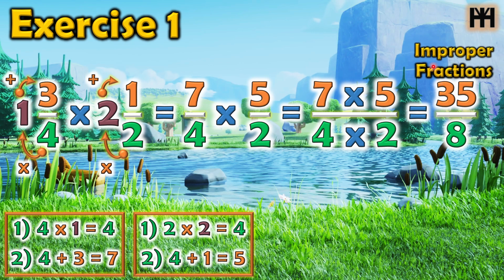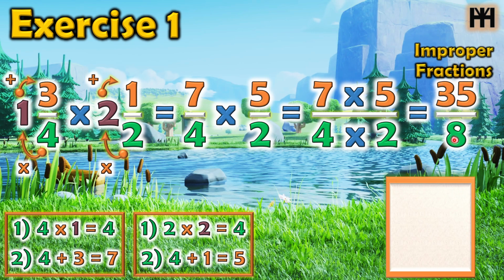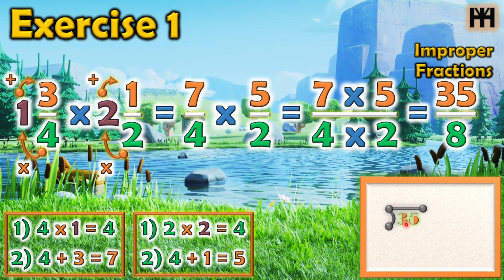Okay, so this is an improper fraction, so let's divide it. 35 divide 8. So remember our steps: divide, multiply, subtract, and repeat. 3 divide 8, can it be? No, so we'll add 0 here. Then 35 divide 8, or how many 8s is in 35? The answer is 4.